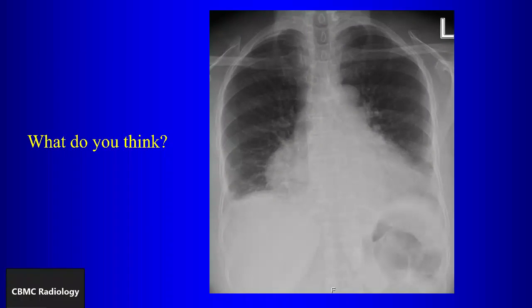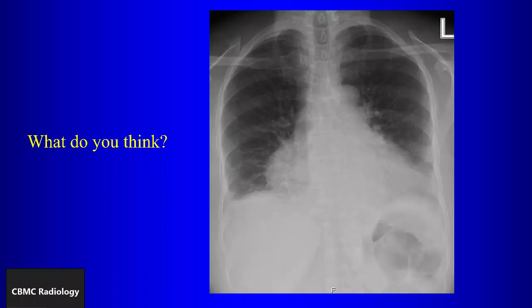There's a well-rounded opacity obscuring the right heart border. So the location of this opacity is? Right pericardium. This on the chest x-ray, what do we call this region? The cardiophrenic angle, right? So what's the differential for a mass in the cardiophrenic angle?